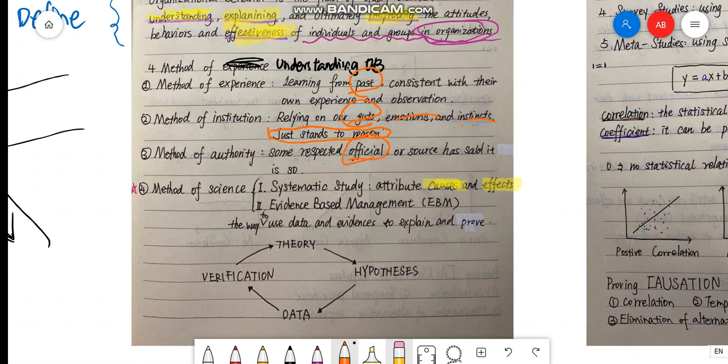EBM. We also call it evidence-based management. It is the way to use data and evidence to explain and prove. So the process is you have the theory, and you're gonna do this, and then after you do this, you will know the data, and after you know the data, you can explain it, and you get the verification, and your verification will tell you whether your theory is right or not. If you say this is not enough or needs to improve, then you will bring your new idea and try again until you get the best one.